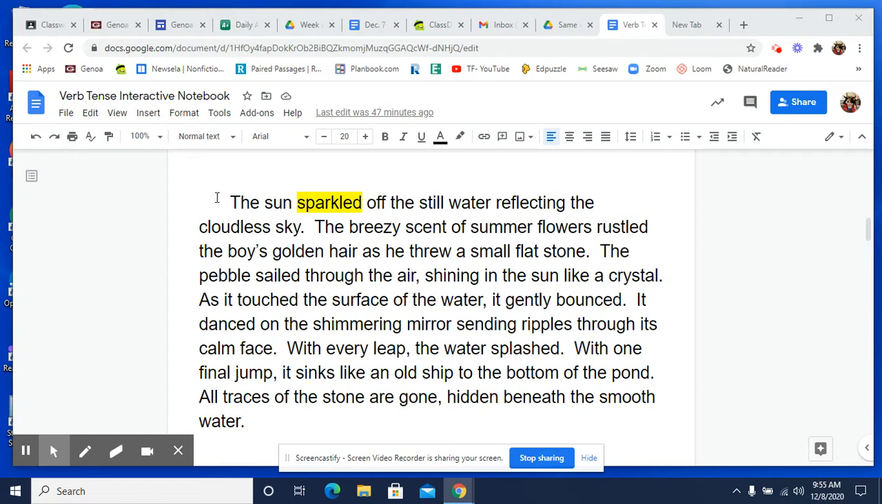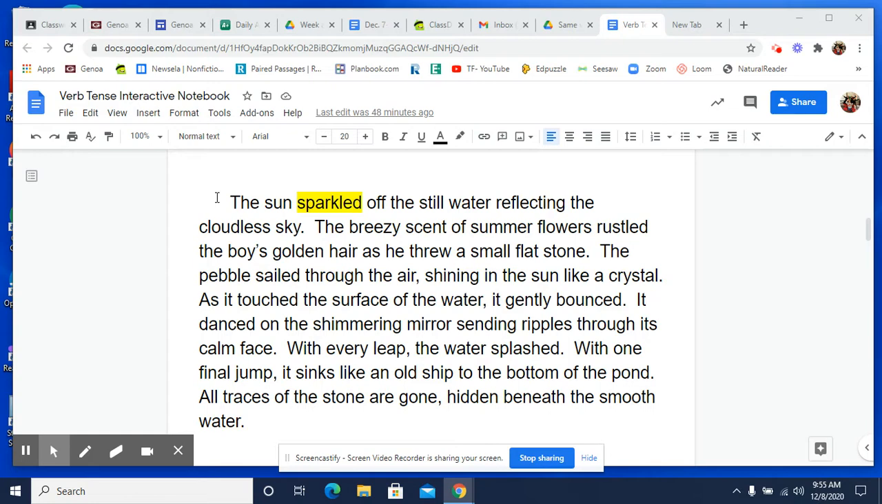Okay, it says the sun sparkled off the still water, reflecting the cloudless sky. The breezy scent of summer flowers rustled the boy's golden hair as he threw a small flat stone. The pebble sailed through the air, shining in the sun like a crystal. As it touched the surface of the water, it gently bounced. It danced on the shimmering mirror, sending ripples through its calm face. With every leap, the water splashed. With one final jump, it sinks like an old ship to the bottom of the pond. All traces of the stone are gone, hidden beneath the smooth water.